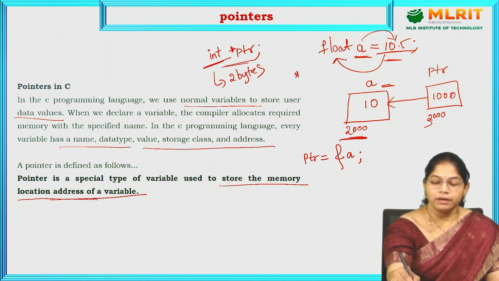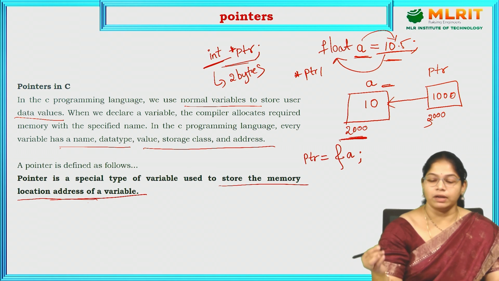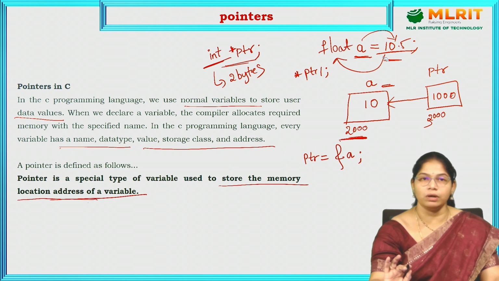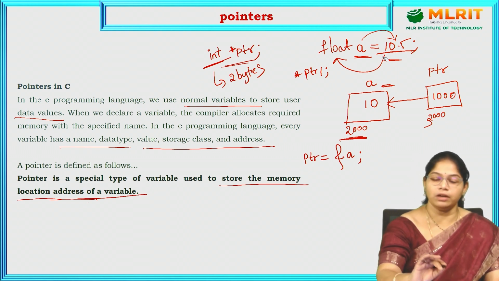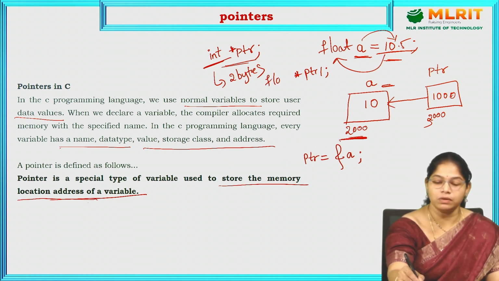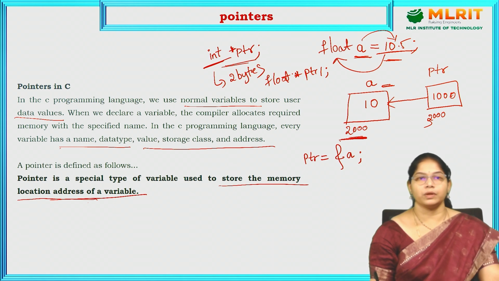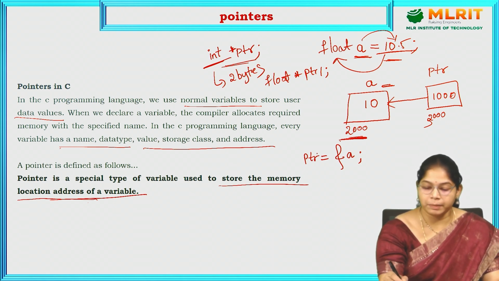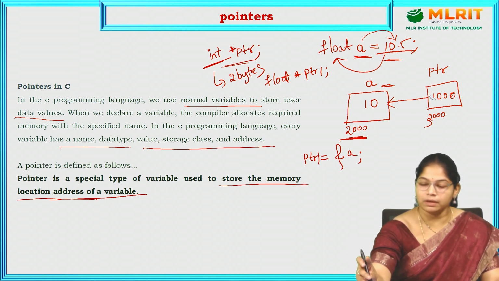Now, declare a pointer variable called ptr1. If I want to store the address of a variable a which is holding a float value, then your pointer must also be float type. Now we can write ptr1 is equal to address of a. Now here we are storing the address in ptr1.